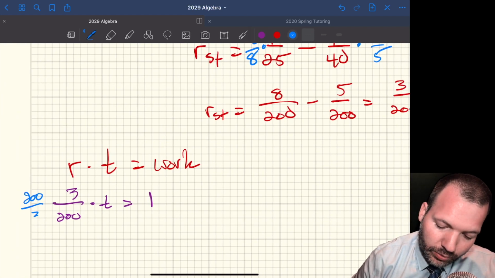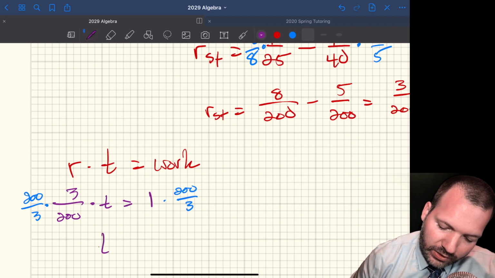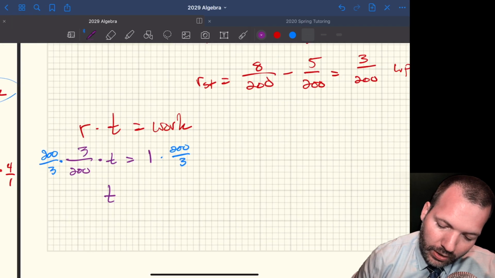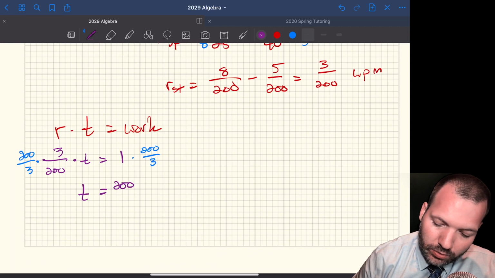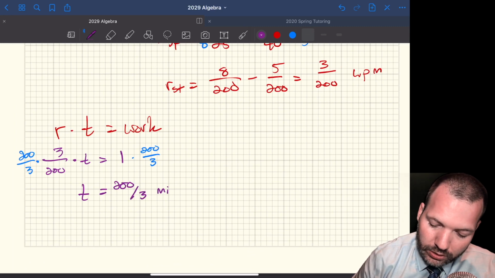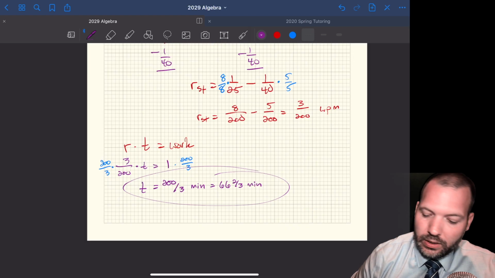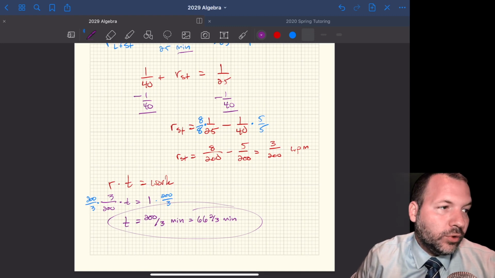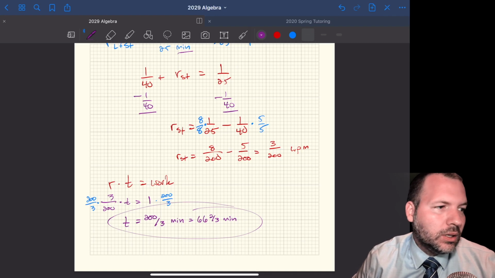Multiply by your reciprocal, 200/3. And that means that the amount of time, which remember was denominated in minutes up here, Steve would take would be 200 thirds minutes, or 3 goes into 200, 66 2/3 minutes. So Steve, working by himself, would take a little over an hour to do the full wall. Steve lazy. That doesn't seem like Captain America to me.